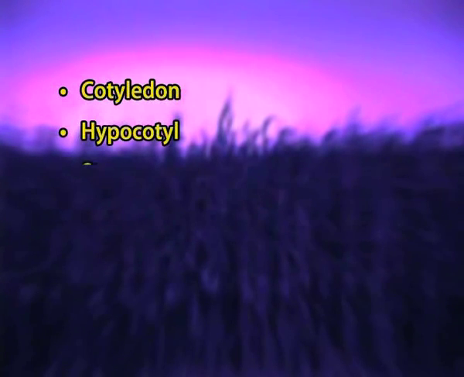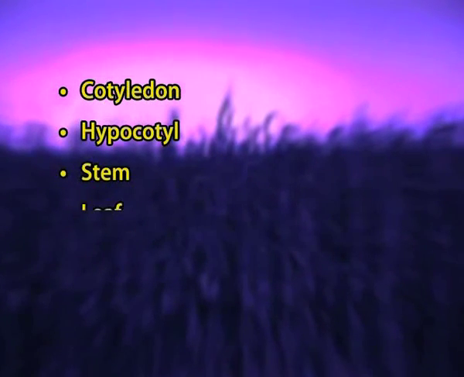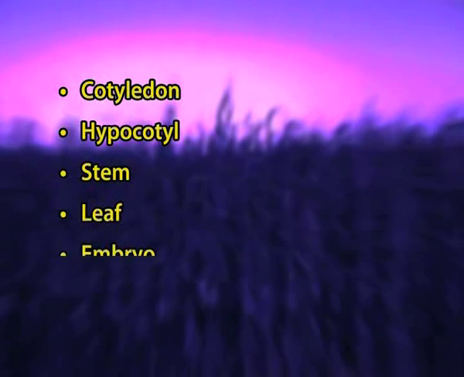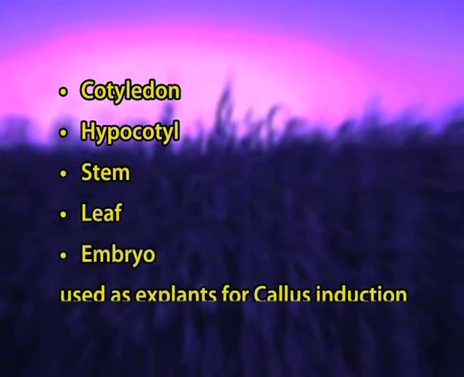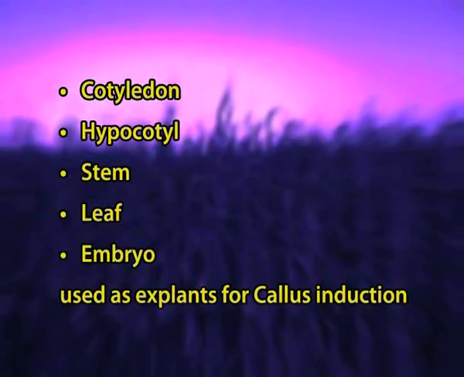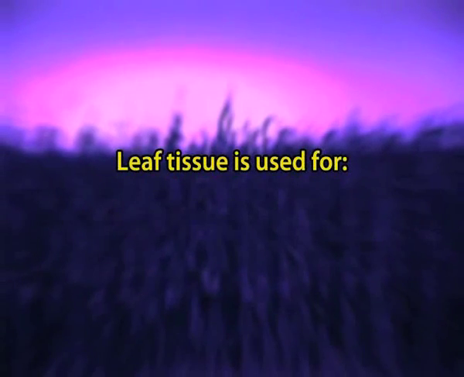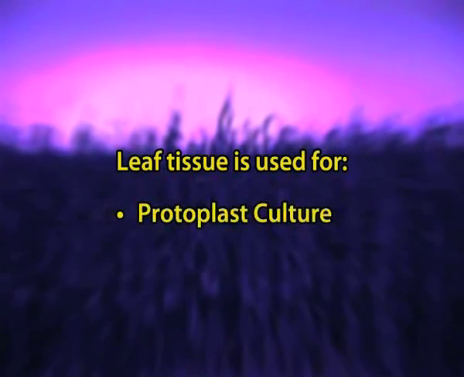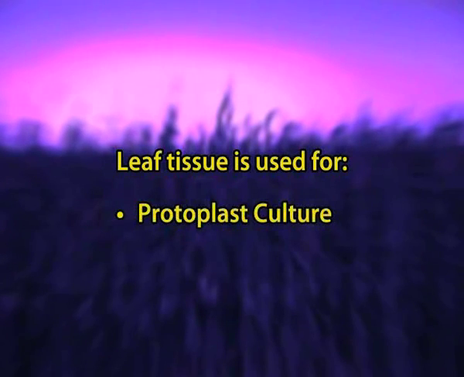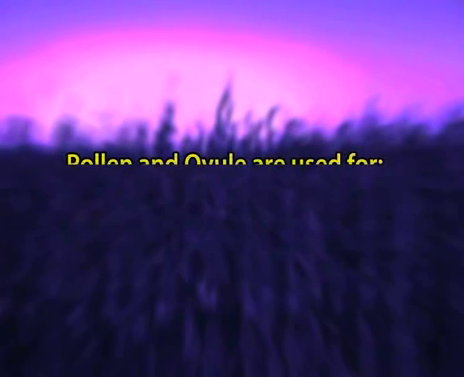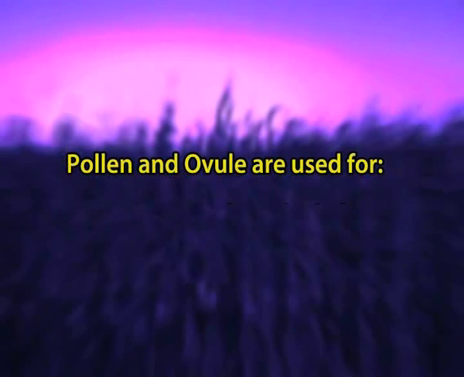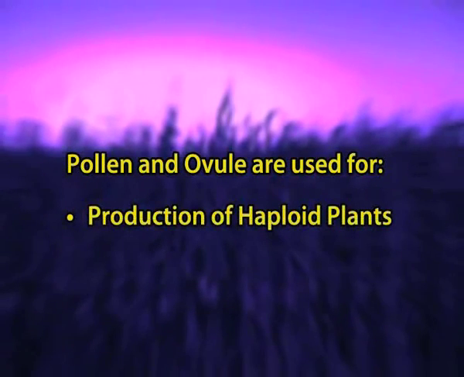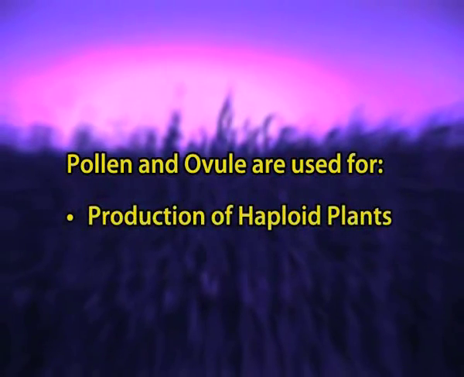Cotyledon, hypocotyl, stem, leaf or embryo are used as explants for callus induction. Leaf tissue is also used for isolation of protoplasts, which can be then used in protoplast culture. Pollen and ovule are used as explants for production of haploid plants.